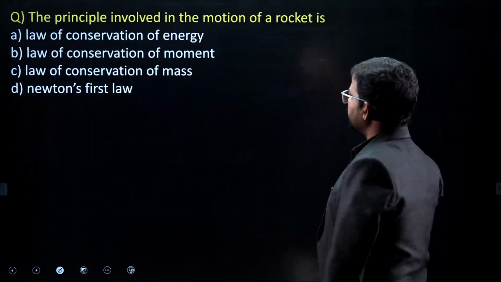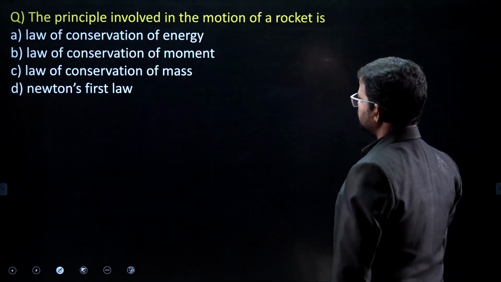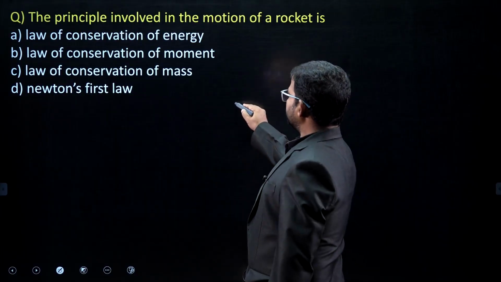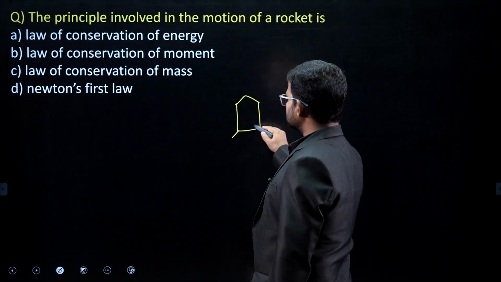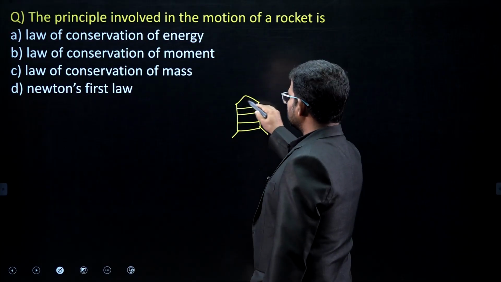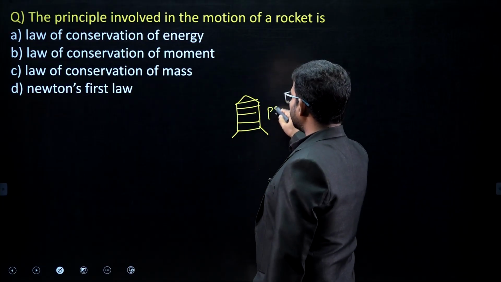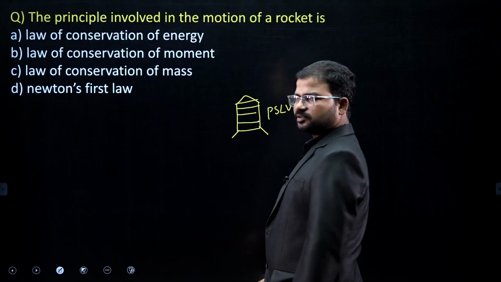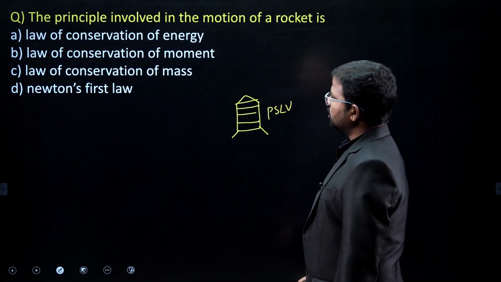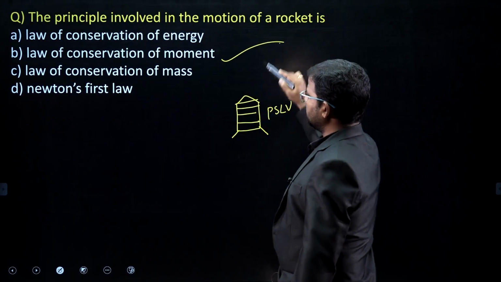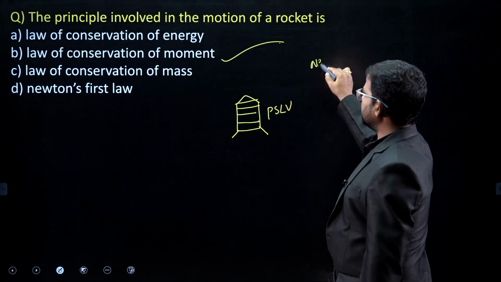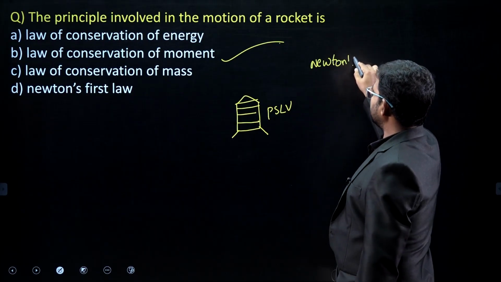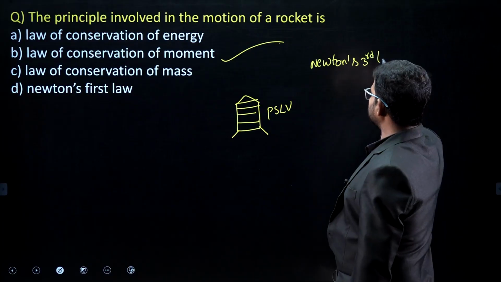Here it is, the second one. The principle involved in the motion of a rocket. The working principle of the rocket is the law of conservation of momentum. This is a PSLV rocket. It has 4 stages. The law of conservation of momentum is derived from Newton's third law.